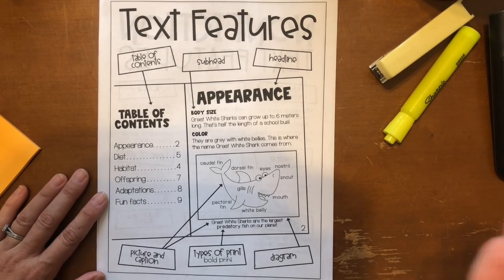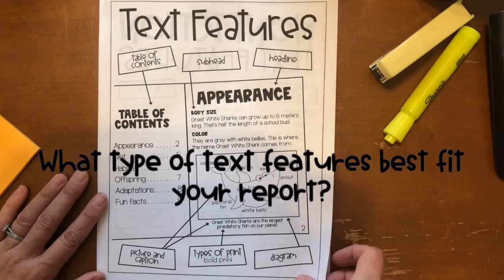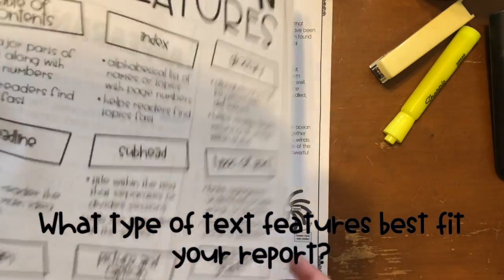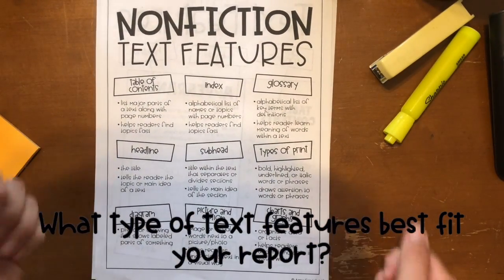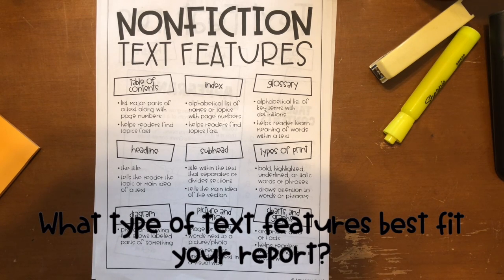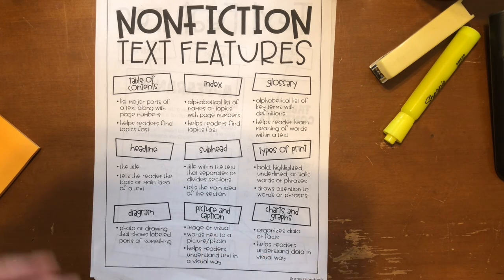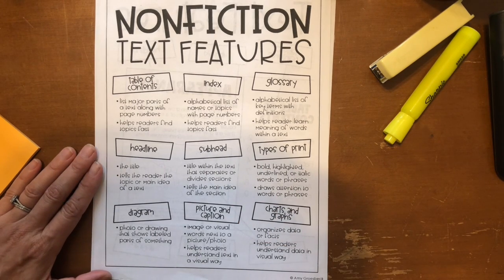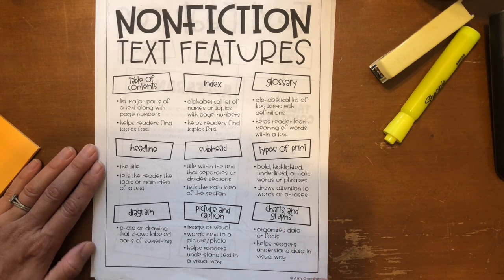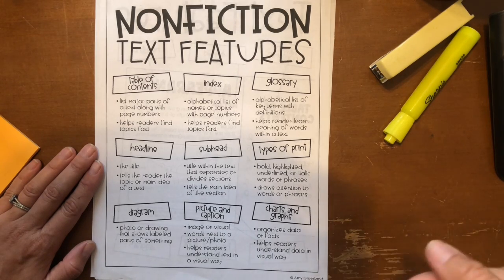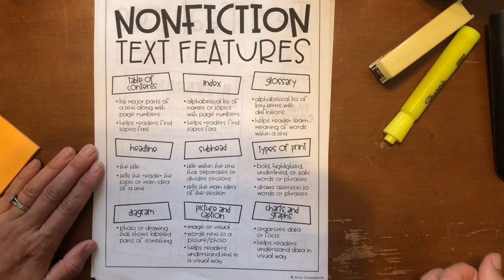Think about your report now and what type of text feature might best fit in your report. For me, I'm writing about a person, so I might want to include a picture of that person. If you're writing about an animal or a sport, you might include a picture of that as well. If you are writing about a place, you might have a map as one of your text features. So just think about what makes the most sense based on your topic.